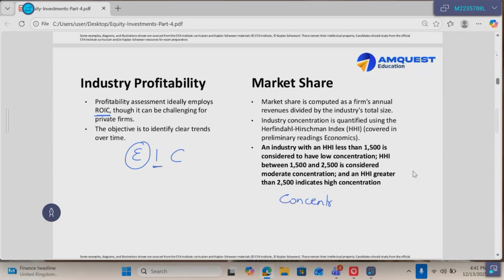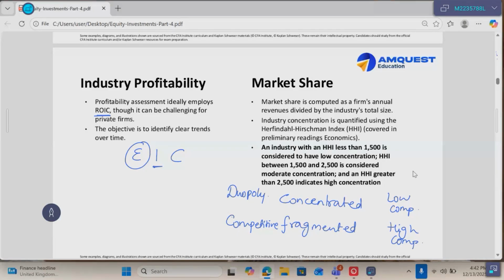We have concentrated. That means low competition. Then we have fragmented. We have high competition. A concentrated example is a duopoly. If we talk about Zomato and Swiggy, it obviously comes under concentrated because it's kind of a duopoly, because we only have two major players. So whenever we have fewer players and very little competition, we say that the industry is concentrated. And when we have a lot of players in the market, we say that it is fragmented.